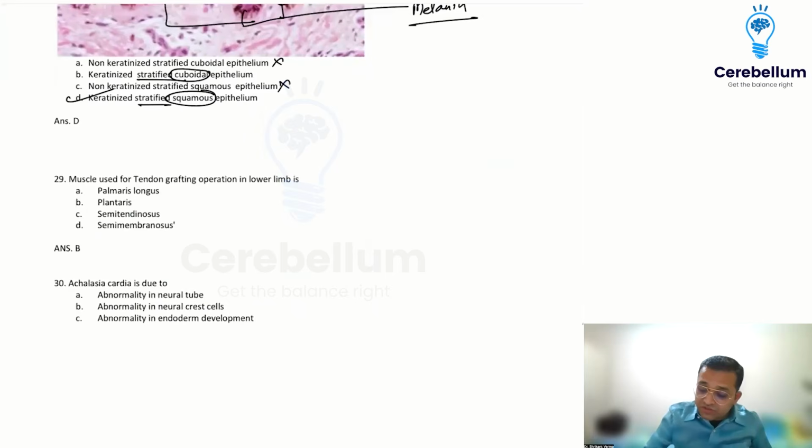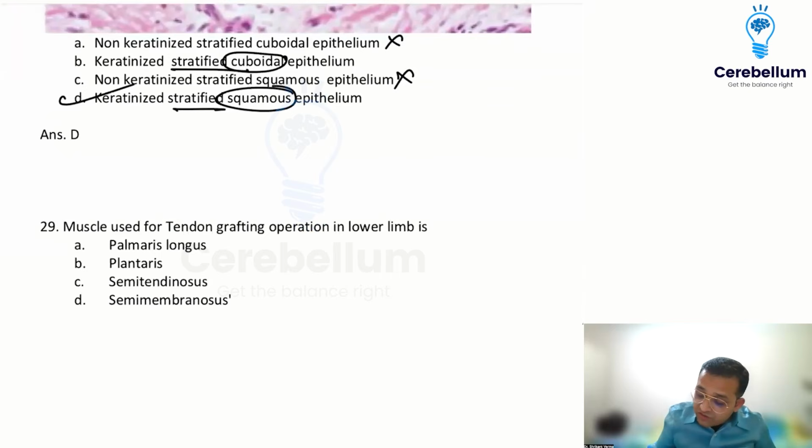So it is the question: muscle used for the tendon grafting operation in lower limb. Yes, tell me. We don't know. See here, palmaris longus. Palmaris longus, it is in the palm.